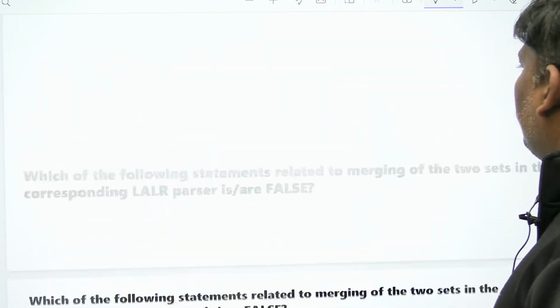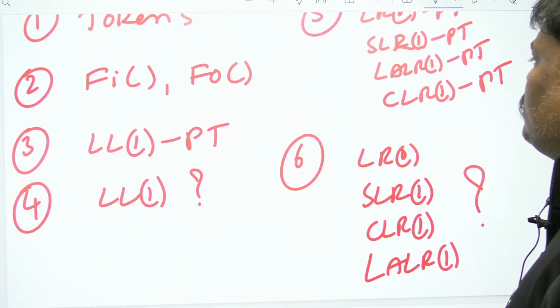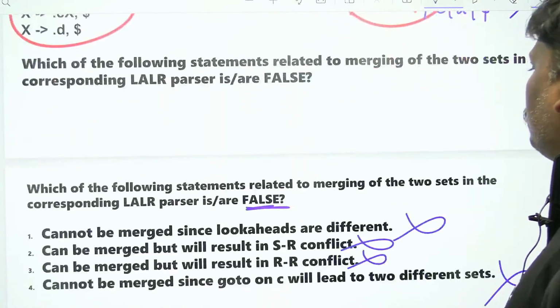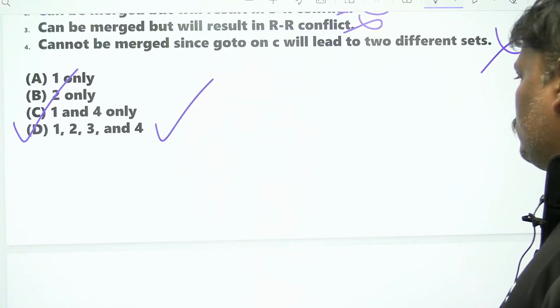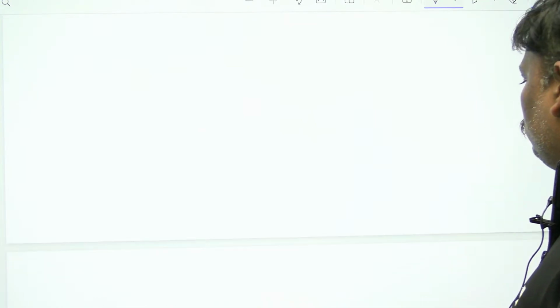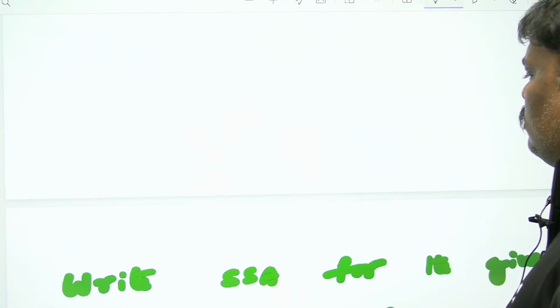So these are the areas where you will get the questions. I listed out 6 areas. Answer is the 4th option.